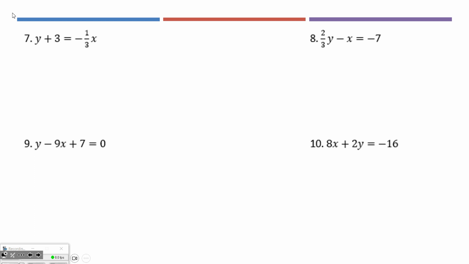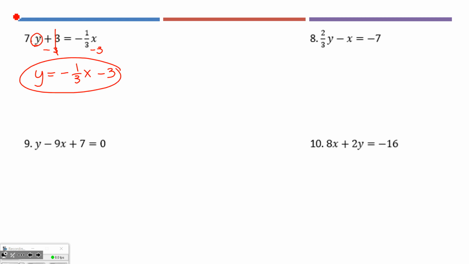Okay, so number 7, let's talk through some of these. Number 7, I notice it does have a fraction in it, but guess what? If I want to get y by itself, all I have to do is get rid of that plus 3. So I'm not really affected by that fraction at all. How do I get rid of plus 3? I can subtract 3 from both sides, and the negative 1/3 x and the 3, they're not like terms anyway. I can't combine them anyway. So it would just be this.